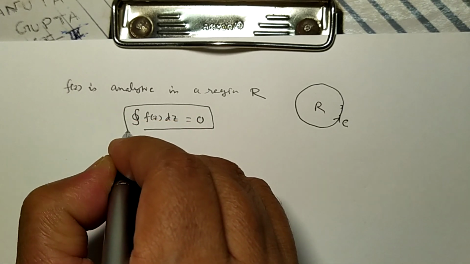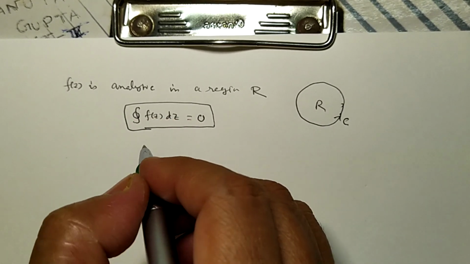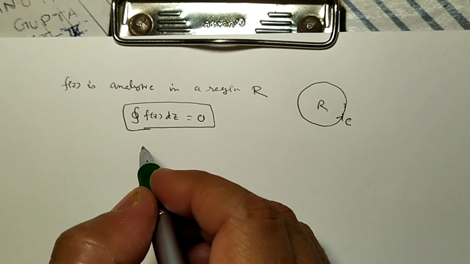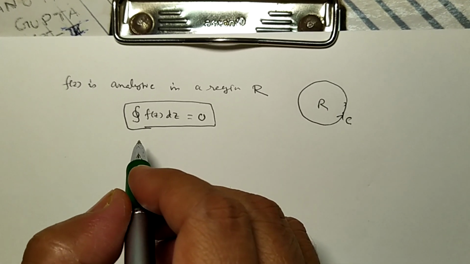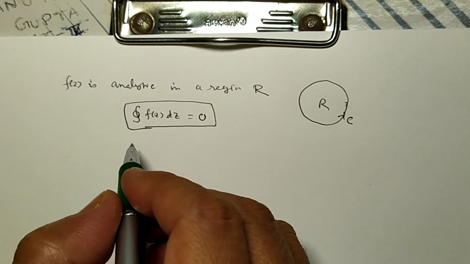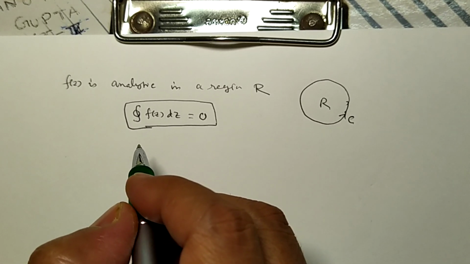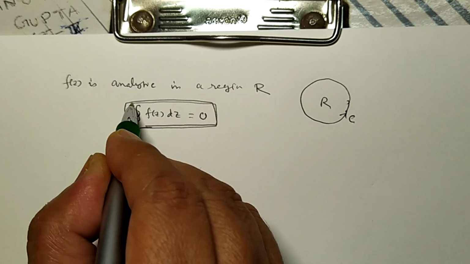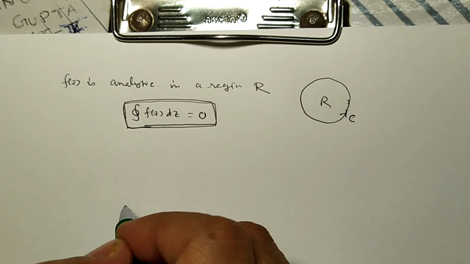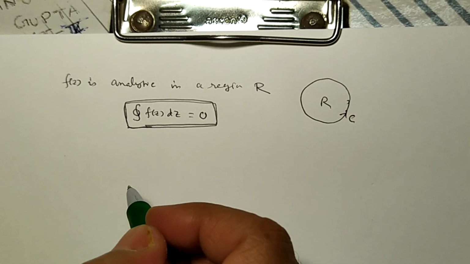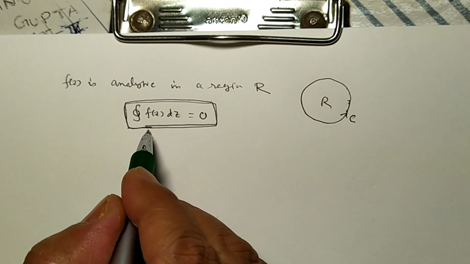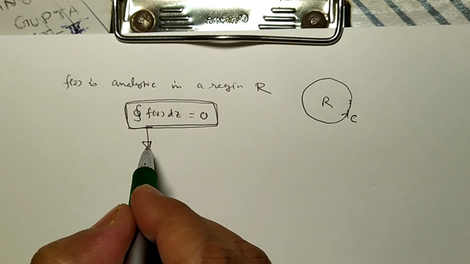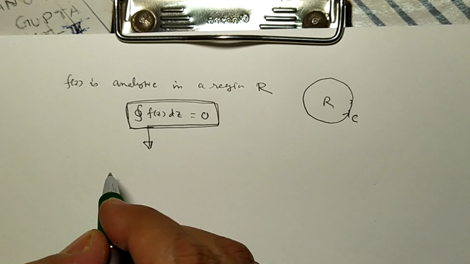Actually this is Cauchy's theorem, and it is a consequence of Green's theorem, using Green's theorem and the condition for analyticity of a function, which is basically the Cauchy-Riemann condition. If you couple them together, then you achieve this result, which is called Cauchy's theorem. Now from this we can have yet another consequence which is very important.